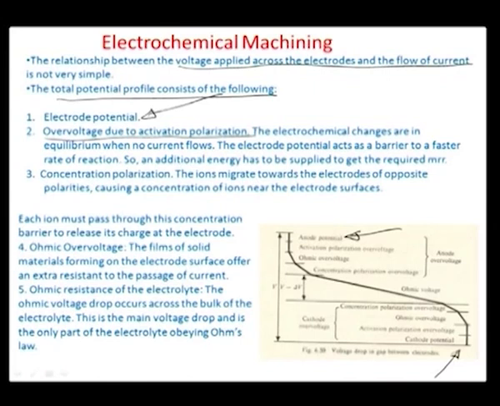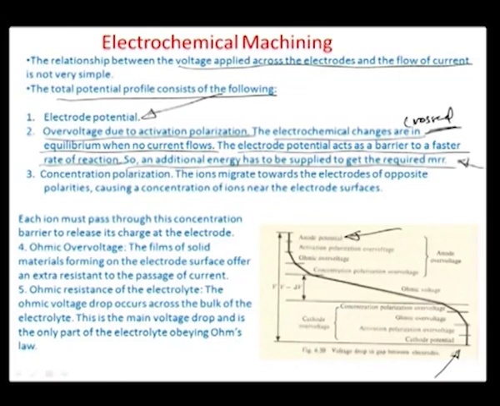What that means typically is that the electrochemical changes are in equilibrium when no current flows, okay, and there is a barrier potential which is also the zeta potential. We have developed a lot of formulations on this before, and this basically is a barrier to a faster rate of reaction, and this barrier has to be crossed. Okay. So, the zeta potential barrier which has been made has to be crossed in order for the ions to start exchanging with the solution. So, an additional energy has to be supplied to get the required MRR.